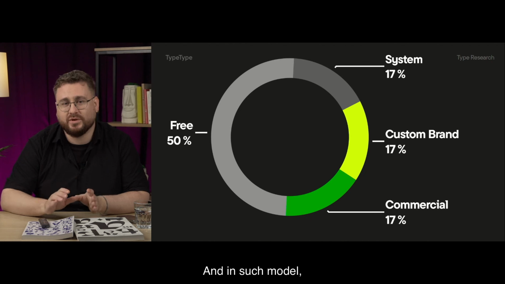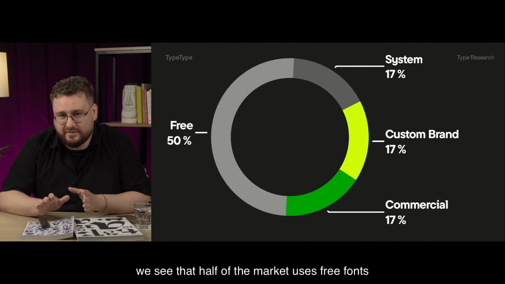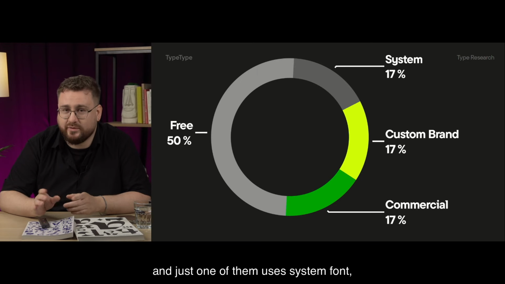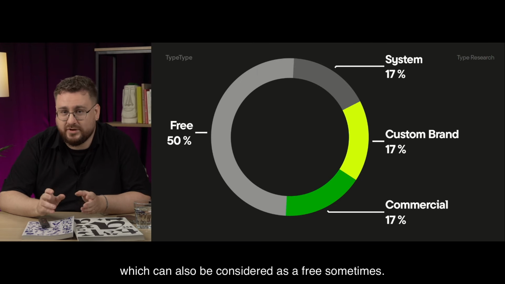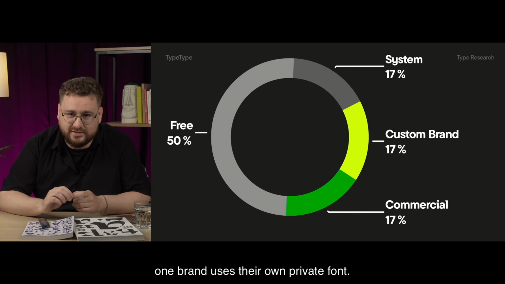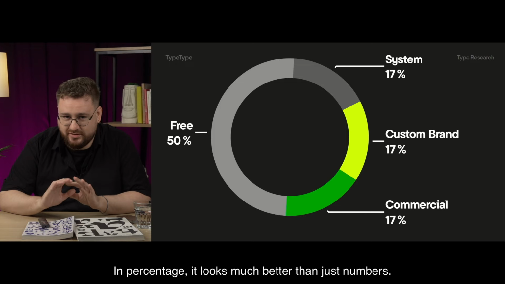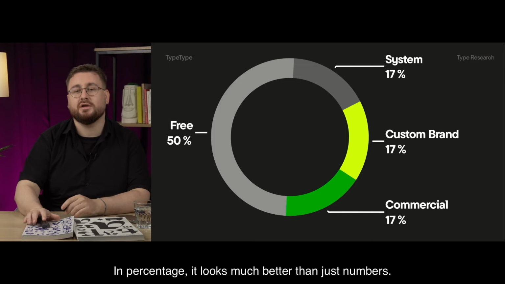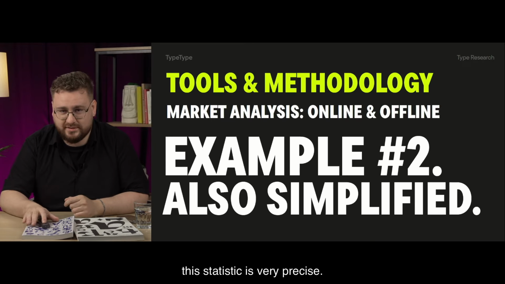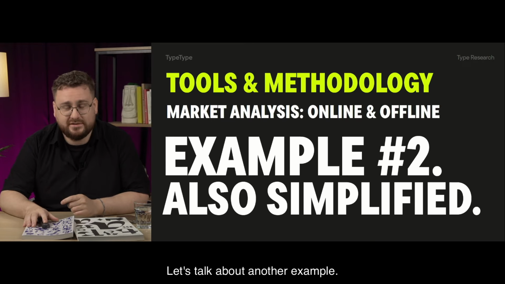And in such a model, we see that half of the market uses free fonts, and just one of them uses a system font, which can also be considered as free sometimes. And one brand uses a commercial font, one brand uses their own private font. In percentage, it looks much better than just numbers. So when we have a lot of brands, this statistic is very precise. Let's talk about another example.